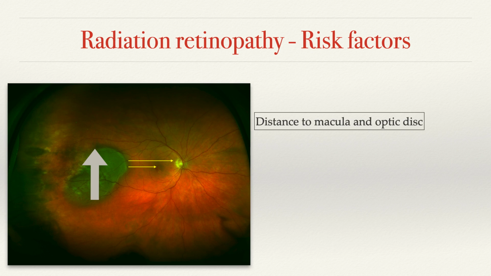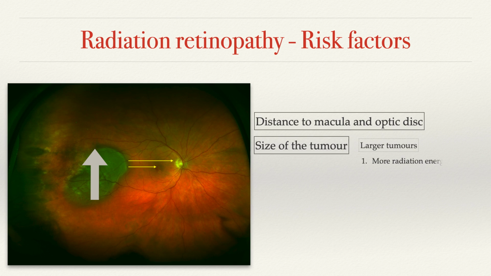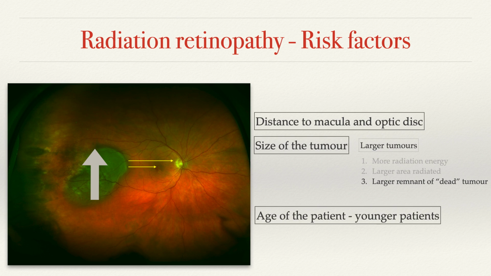Very important is the size of the tumor, how thick it is and how wide it is really. In various ways. Number one, larger tumors need more radiation energy, so you get more radiation into the eye. A larger area is irradiated, so more retina can be destroyed, producing more VEGF and causing more problems. And you have a larger remnant of that dead tumor for a while in the eye that causes more inflammation and can produce more poison and toxin for the eye. Other risk factors are the age of the patients, and actually younger patients have a higher risk.